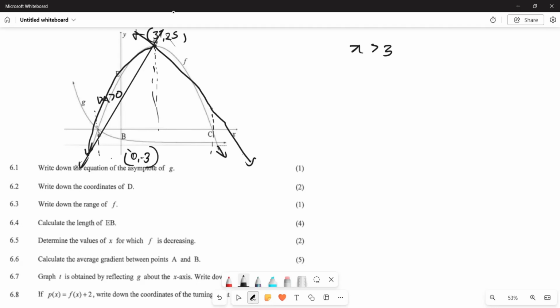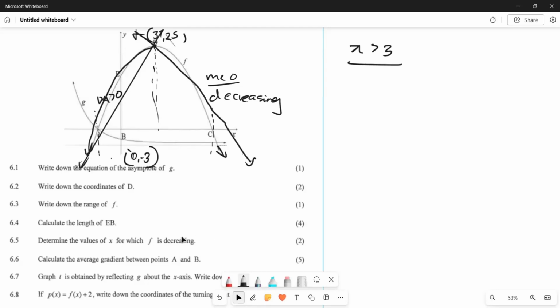So your graph is going to decrease when x is greater than 3, because there, if you are plotting a straight line with almost the same gradient, your gradient is going to be less than 0. And when your gradient is less than 0, your graph is decreasing. So basically, that is what you are going to say in that part of the question. Hopefully that makes sense to you now.